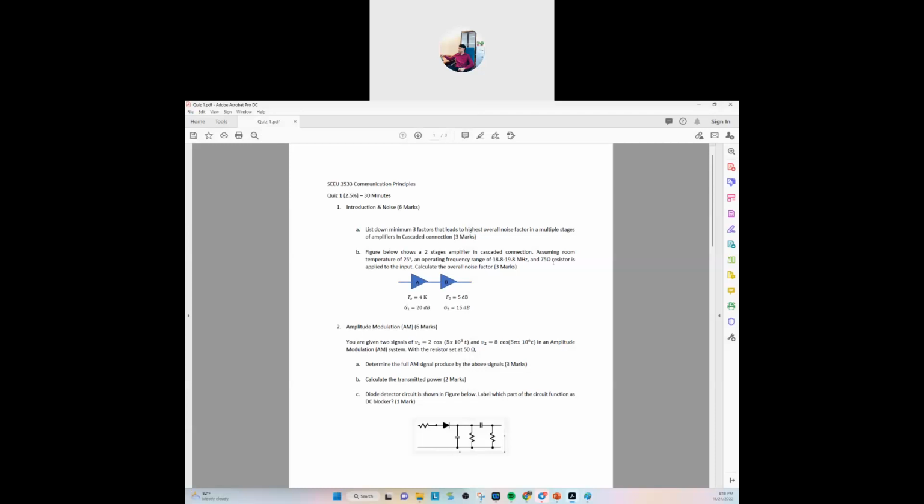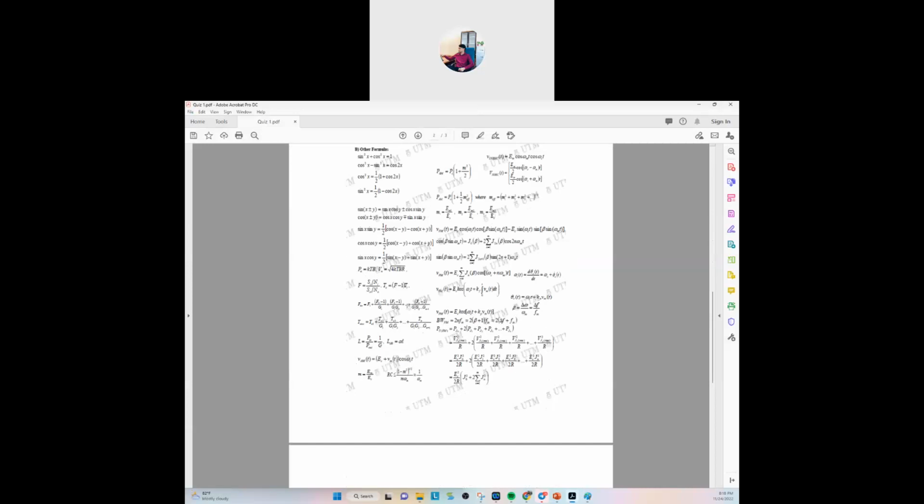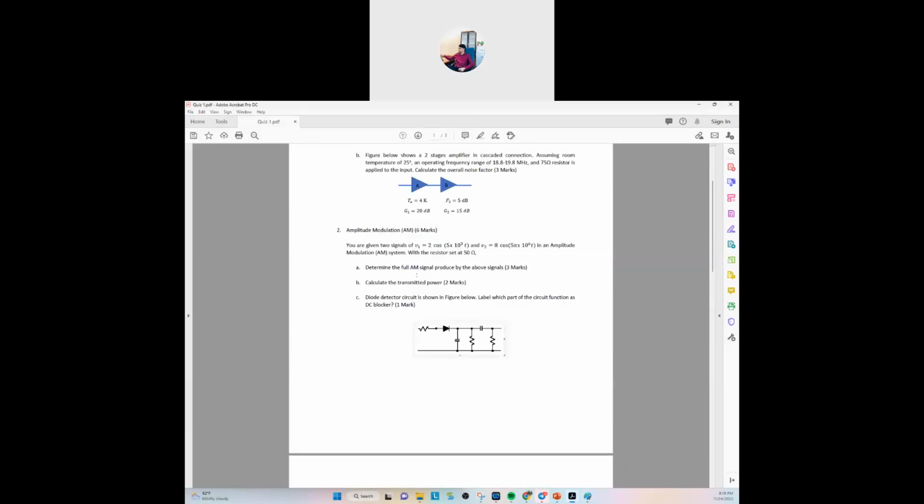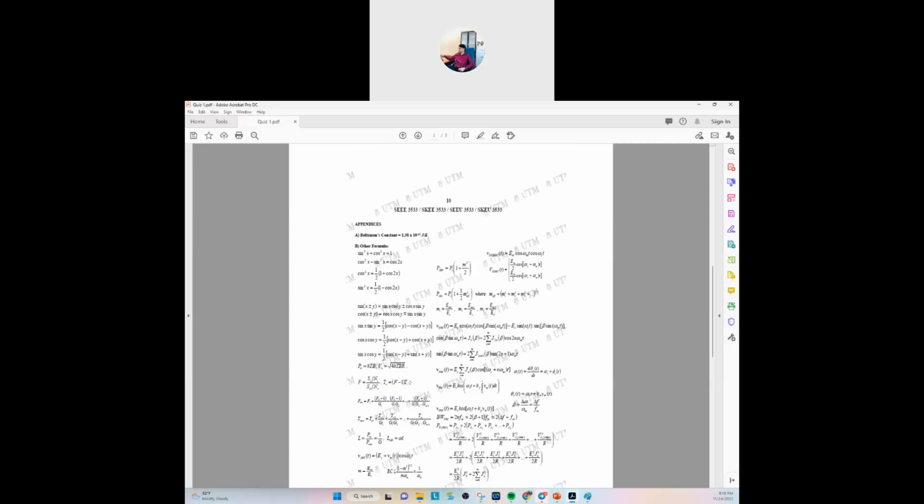So, assuming room temperature, calculate the overall noise factor. This is actually just this equation. Because it's just two stages, you don't have the other terms. How you solve this is TE equals 4K. You try to solve using temperature. There is a temperature equation here.